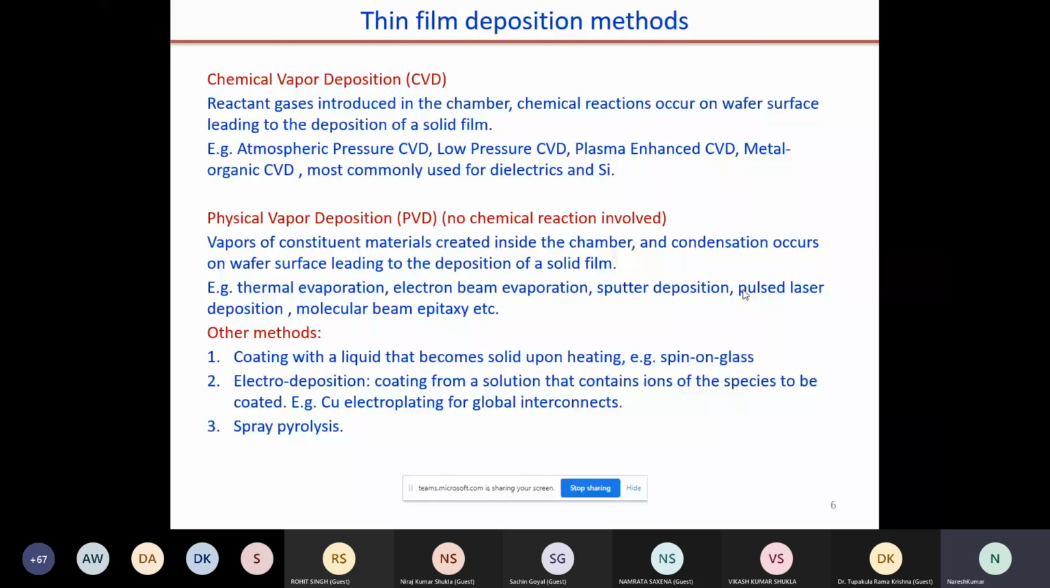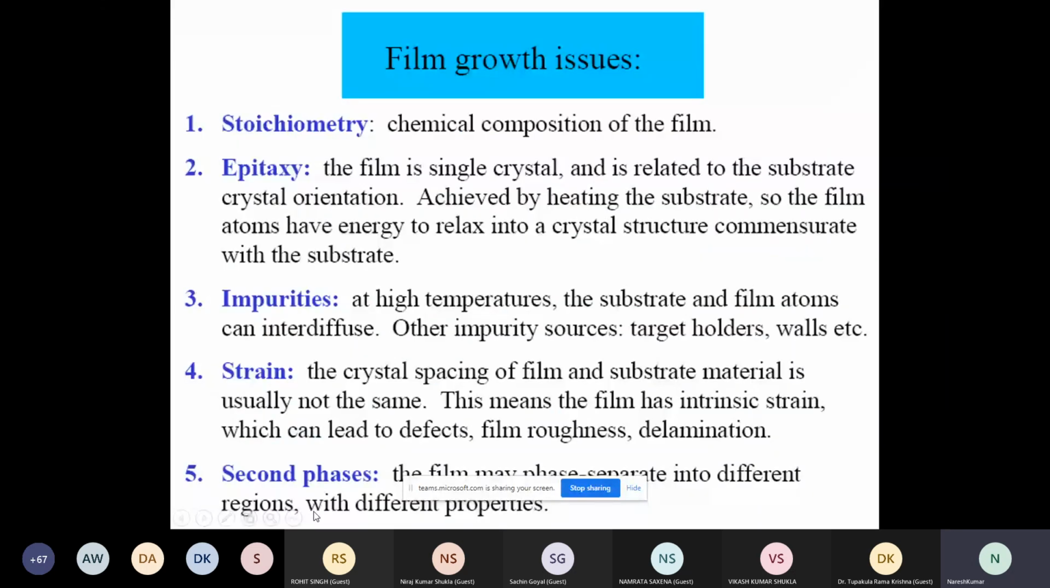So now this slide is coming suddenly in between, but it's okay. When I'm synthesizing films or thin films, there are definitely a few issues that one should look at. And if you could address all these issues, perhaps you can grow high quality thin films.